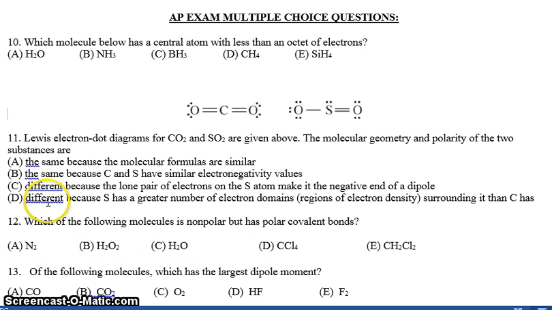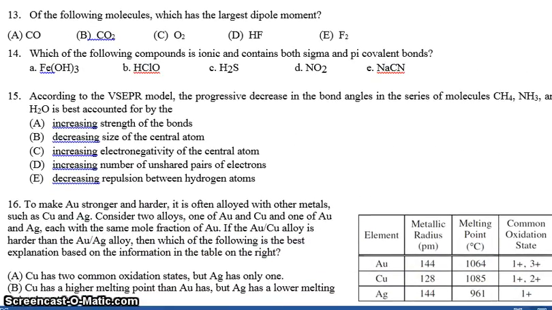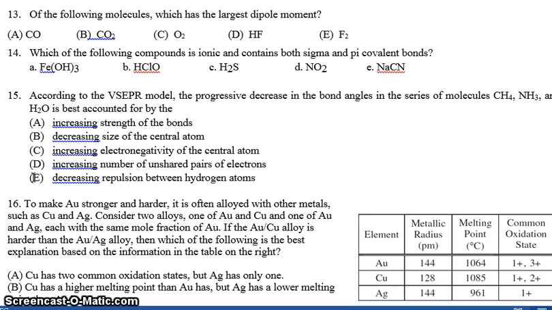Let's go on to number 13. And number 13 asks us, of the following molecules, which has the largest dipole moment? Now this term dipole moment actually refers to the strongest pole, or the strongest pole difference. So which molecule is the most polar, in other words? So CO is definitely polar because there's a difference between carbon and oxygen. CO2, as we've seen above, is actually nonpolar. So this one cannot be it. Oxygen is nonpolar because it's got 2 of the same elements.